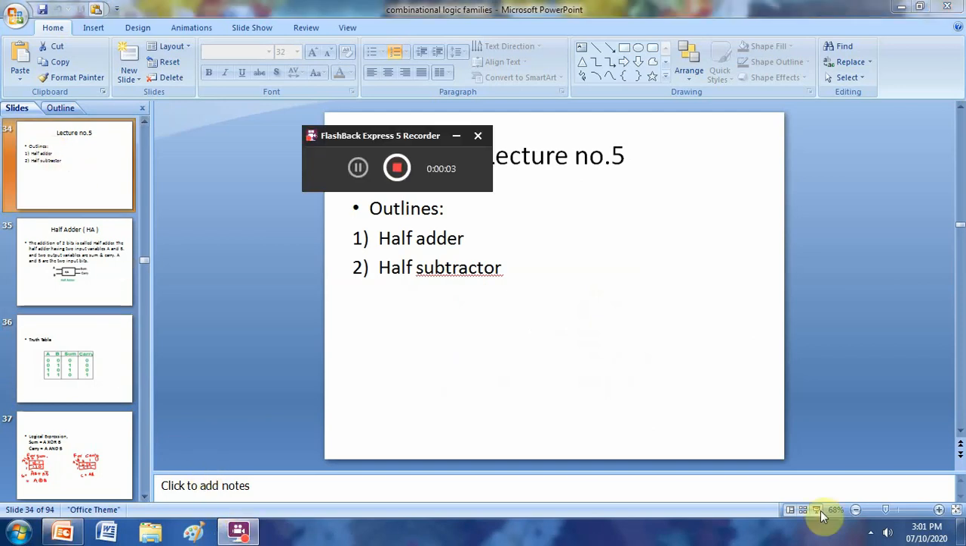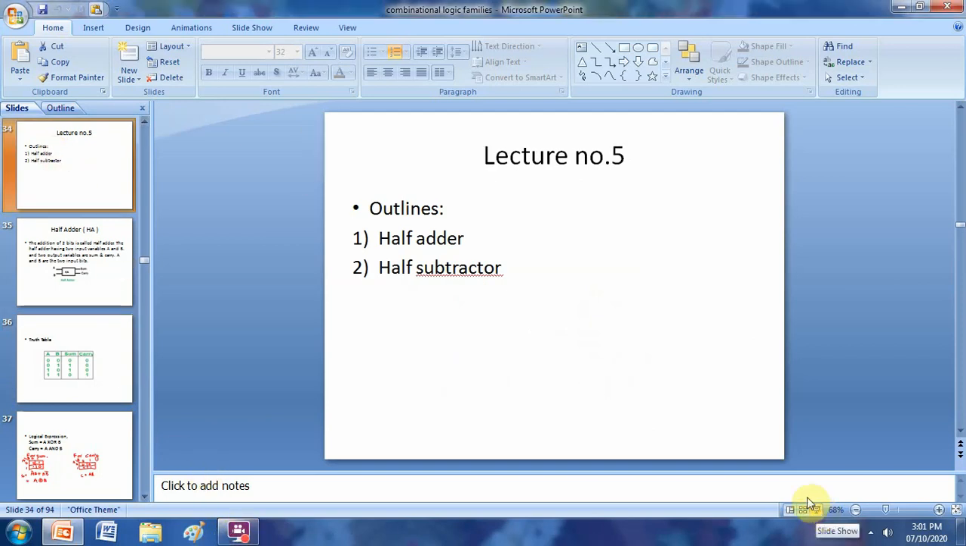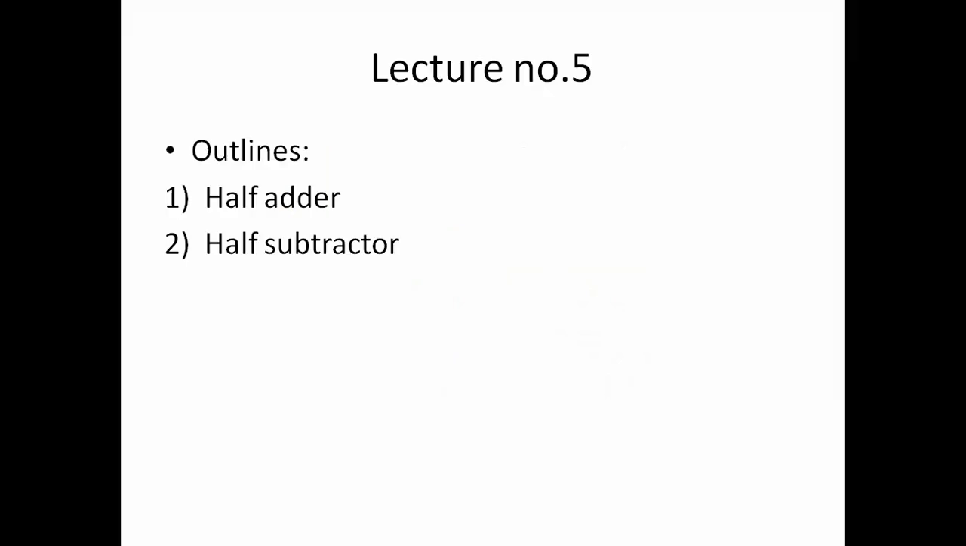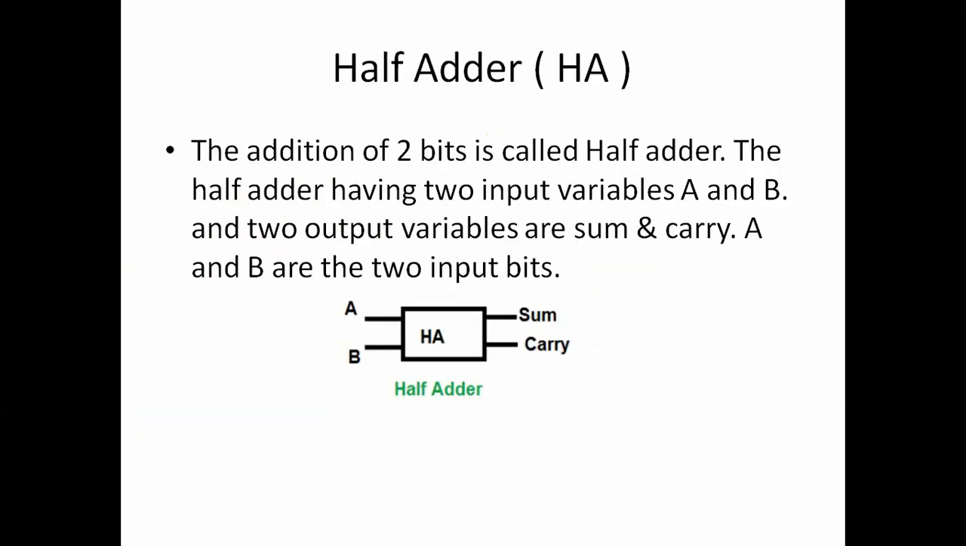Welcome to the series on combinational logic circuits. Today we will study lecture number 5, the half adder and half subtractor. Basically, half adder and half subtractor are combinational logic circuits used for addition and subtraction purposes.